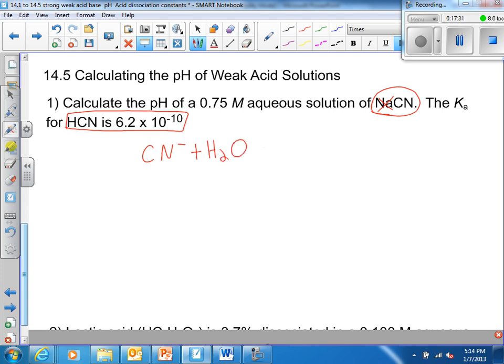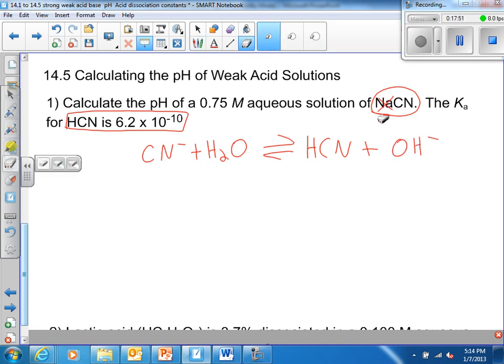If we have a base reaction, you always add water to whatever reactant you're given, and then you look at this and you say, what am I going to make? Well, if this is a base, it's going to steal an H+ to become HCN. And what's left? It's stolen H+ from the water. All that's left is OH-. Okay, here's my reaction, and I'm going to do an ICE box.